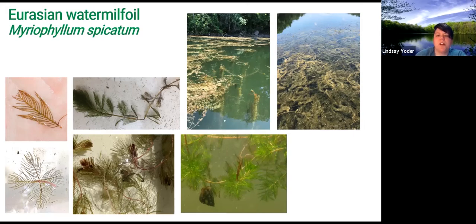It also reproduces primarily through fragmentation. So that means if you pull off even a single one of these whorls, as long as it has the stem and the node attached, it can actually form a whole new plant just from one of these whorls. So if you're ever paddling through an area with Eurasian water milfoil and you break up some of it, be sure to try and not leave it in the water, because you'll actually end up allowing for more plants to grow just because you broke off a couple of pieces of the plant.